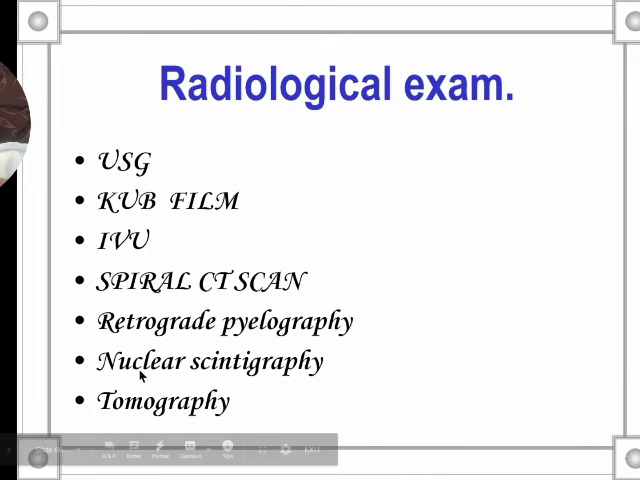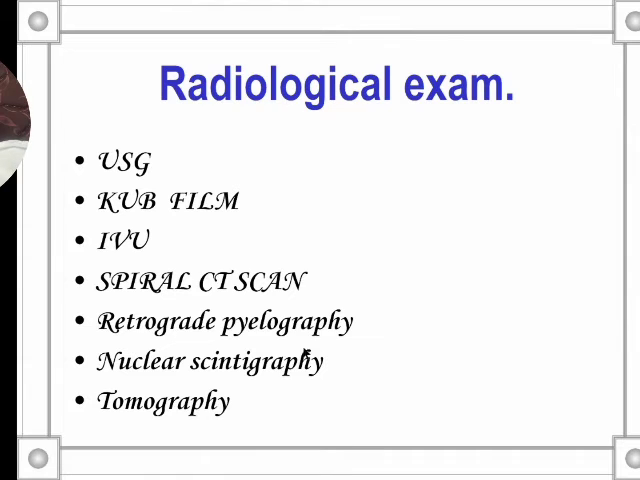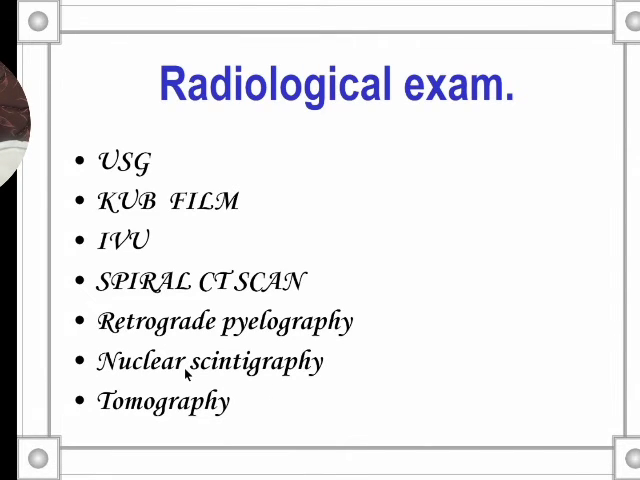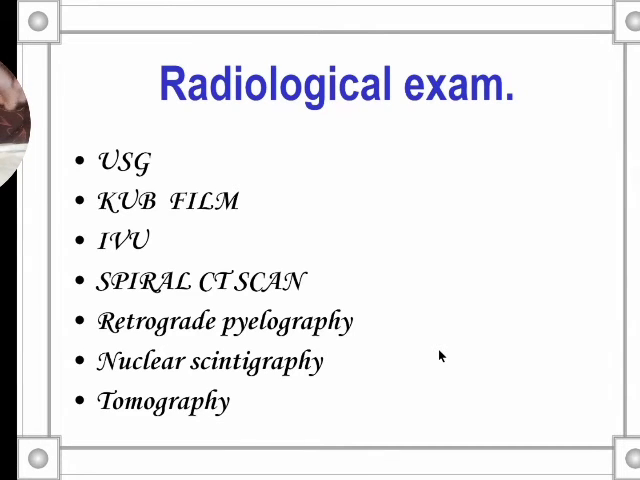Nuclear scintigraphy is used to find out if the kidney is functioning or non-functioning. If it is non-functioning, there is no role in removing the stones; then you may have to remove the kidney. So this radioisotope scan will tell you about the differential function of the kidney. If it is more than 10%, then we preserve. If it is less than 10%, then it is better to remove the kidney, provided the other kidney is normal. And of course, tomography can help find out where exactly the stone is in the renal parenchyma. So these are different investigations.